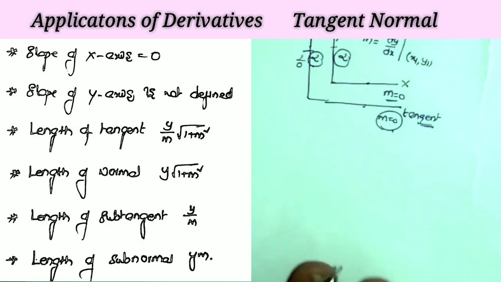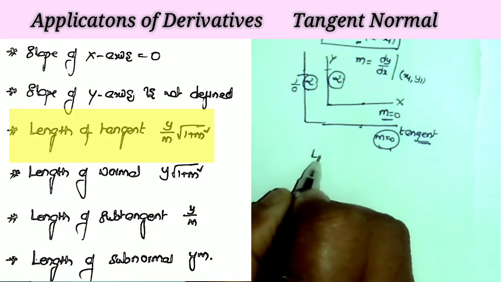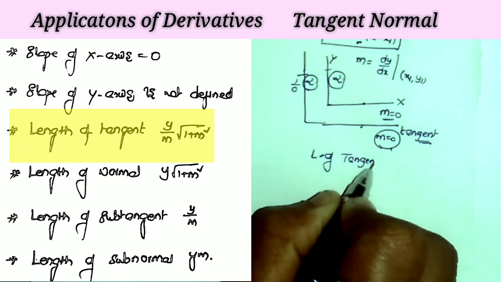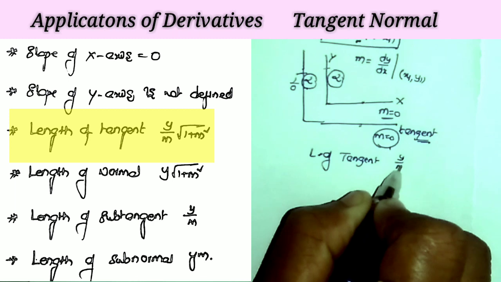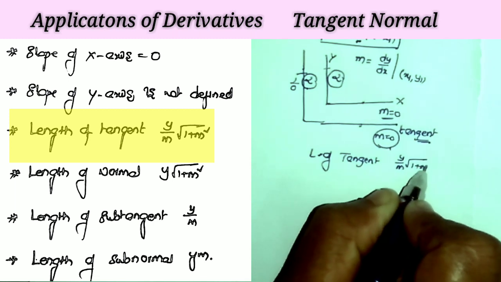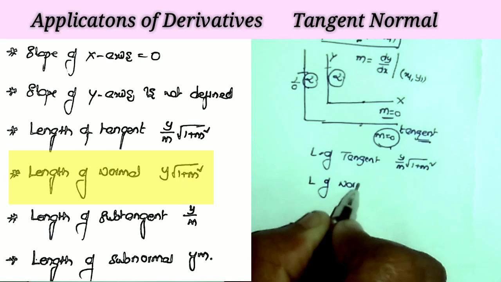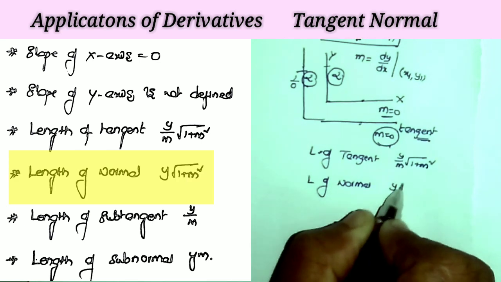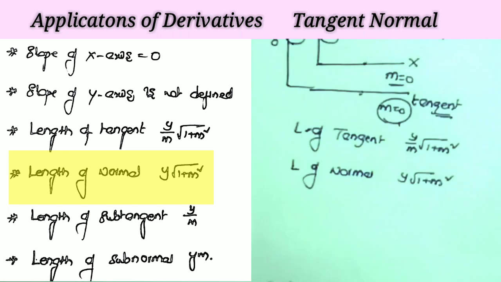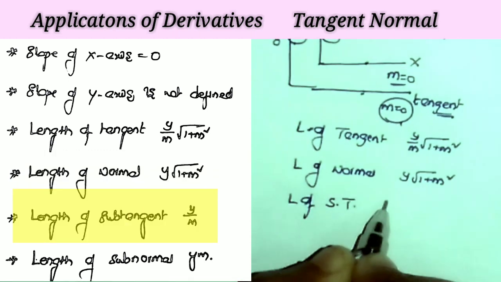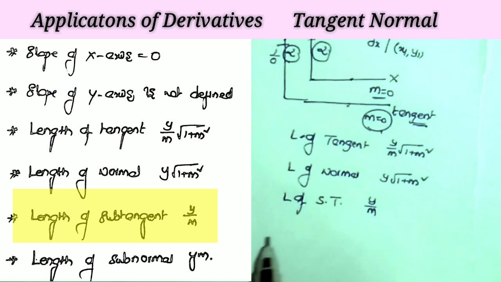And the last formulas. The length of the tangent is equal to (y by m) into square root of (1 plus m square). This is the formula for finding the length of the tangent. And the length of the normal is equal to y into square root of (1 plus m square). These are the formulas. Remember the formulas and replace the values when we want the length of the tangent or length of the normal. And the length of the subtangent is equal to y by m.